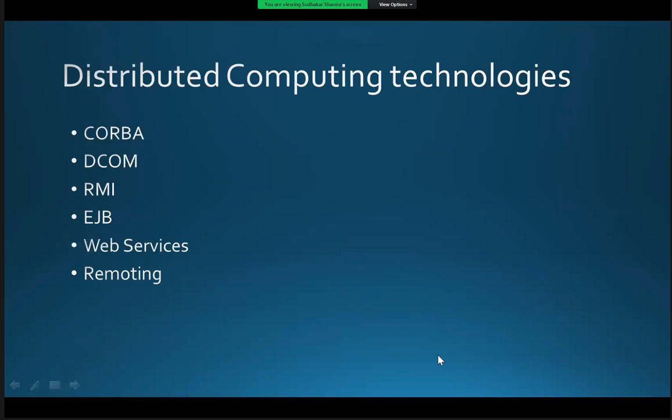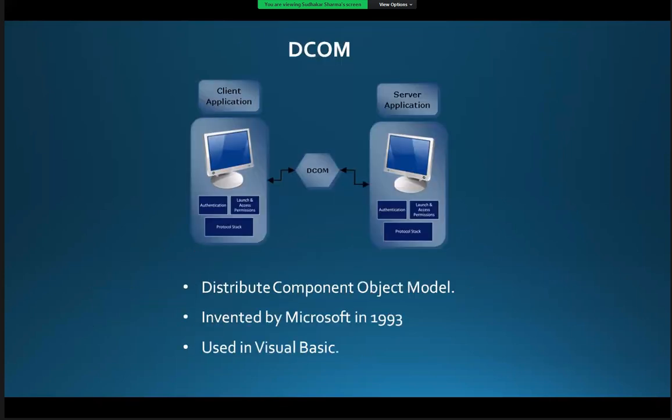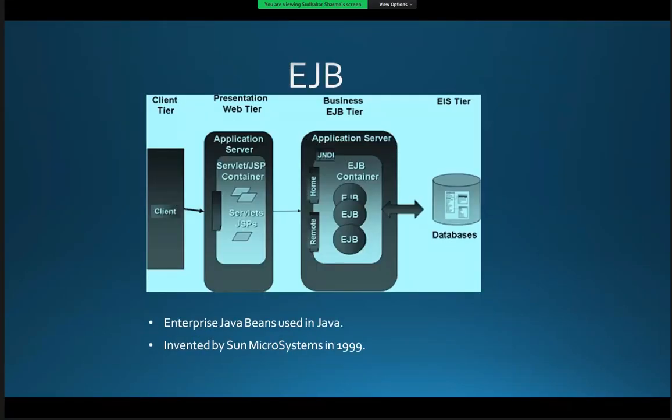These are distributed computing technologies: Corba, DCOM, RMI, EJB, web services, remoting. Corba is actually Common Object Request Broker Architecture, invented by the OMG group in 1992, and it is used in more than 14 languages. And we have DCOM, Distributed Component Object Model. It is invented by Microsoft. It is used in languages like VB, Visual Basic. We have RMI, remote method invocation, invented by Sun Microsystems, used in J2EE. We have EJB, Enterprise Java Beans. It is used in Java.